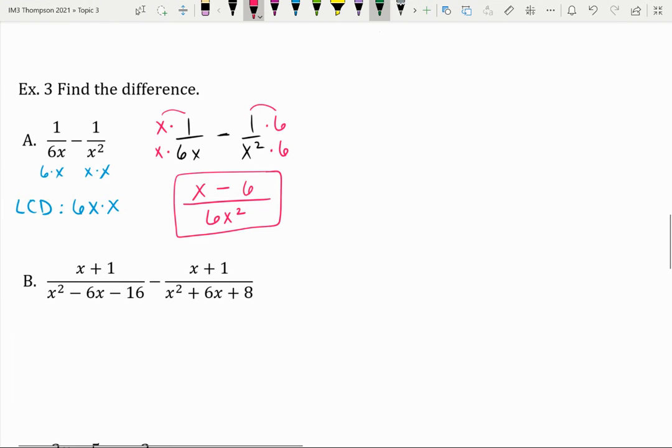And then if I were to look at restrictions, what value can x not be? Again, if you like to write this out in factored form, you can. Not really necessary. But basically, x can't be 0. That's the only restriction. If I plug in 0, I get 0 squared, which is 0. 0 times 6 is 0. I can't divide by 0.